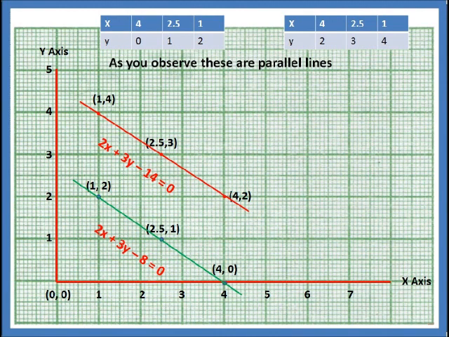So as is clear from the figure, we can see that these two lines are parallel. The given line and the assumed line both have a distance between them which is constant, and that is 2 at all points. So as you observe, these are parallel lines.